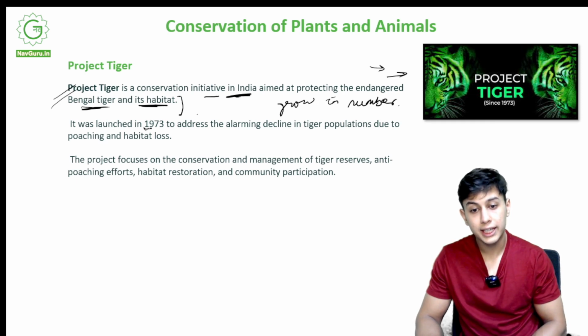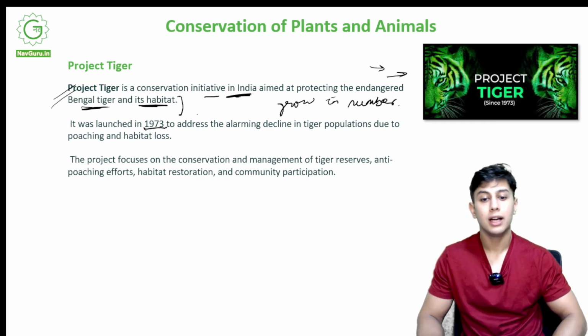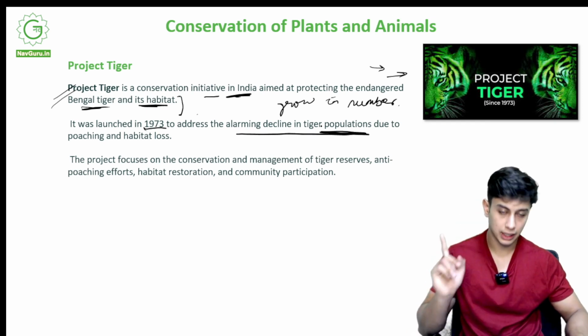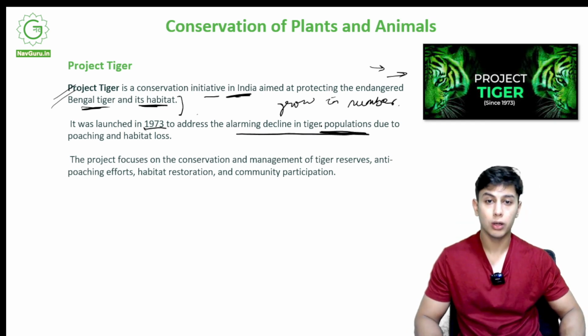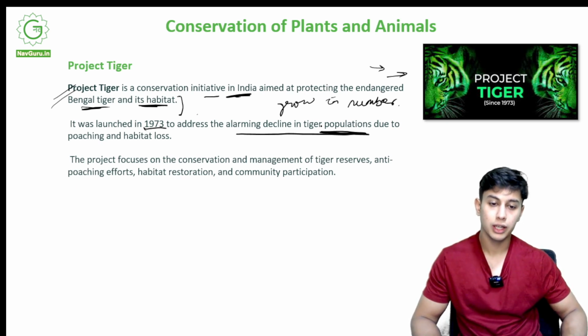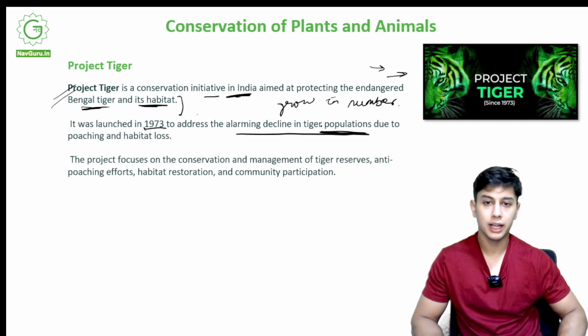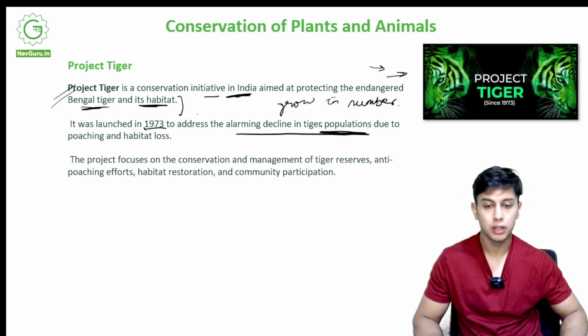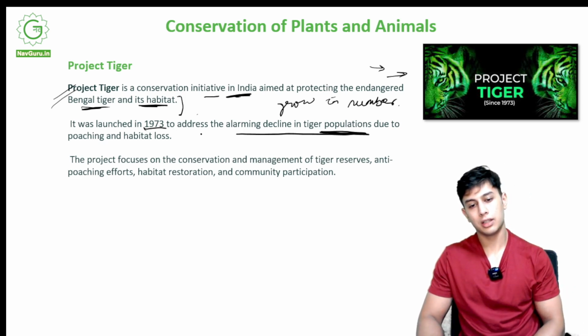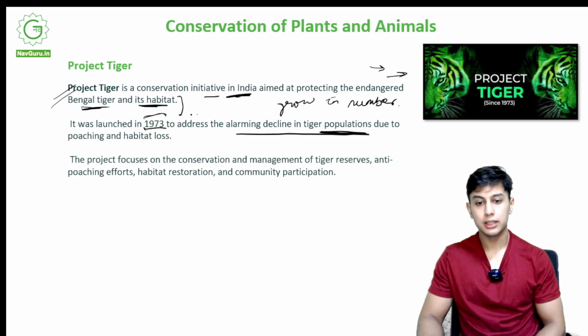It was launched in 1973, way back, to address the alarming decline of the tiger population. At that time, tigers were being hunted a lot. Their claws and their skin were being sold. Due to this hunting and habitat loss, they were falling in number. To address this, the government started the initiative of Project Tiger in 1973. Remember this year, 1973, to stop the hunting.